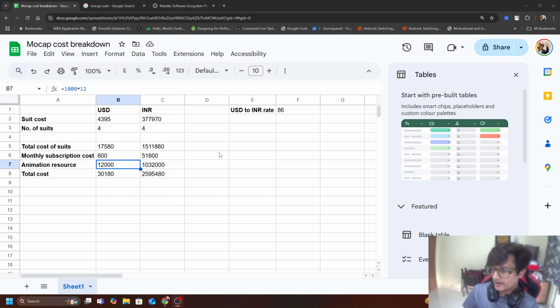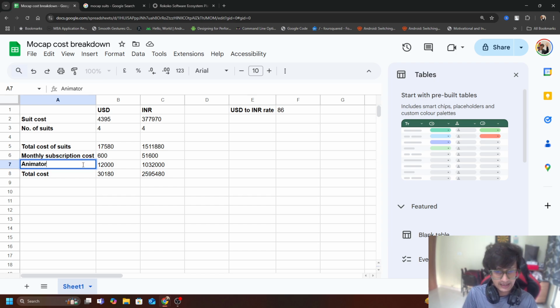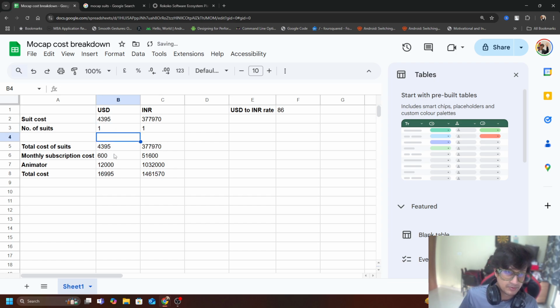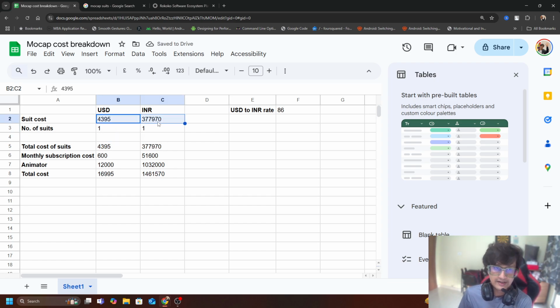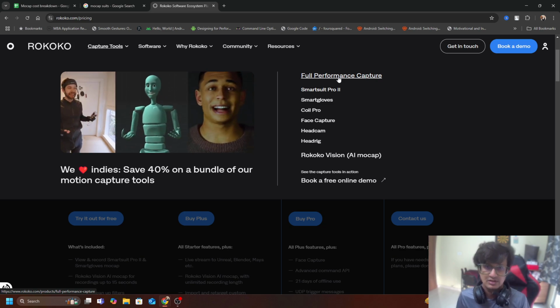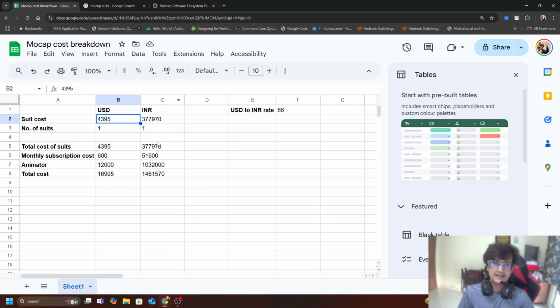That is the reason why you will most definitely require someone, in this case I will just write this as animator, who will sit and clean that up. Of course, the cost of the animator will vary. You might be able to crack a deal with some animator who you might pay less or pay more, so this cost is going to fluctuate. And let's assume you just opted for one motion capture suit, then that cost is for acquiring that suit, which is about 4,395. And here we are assuming that we are going for Rokoko. There are other motion capture devices as well, so if you want to go for any other device, then the cost changes accordingly.